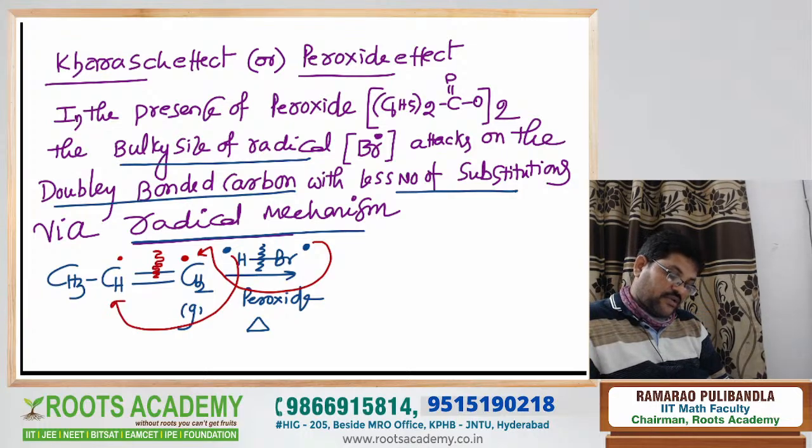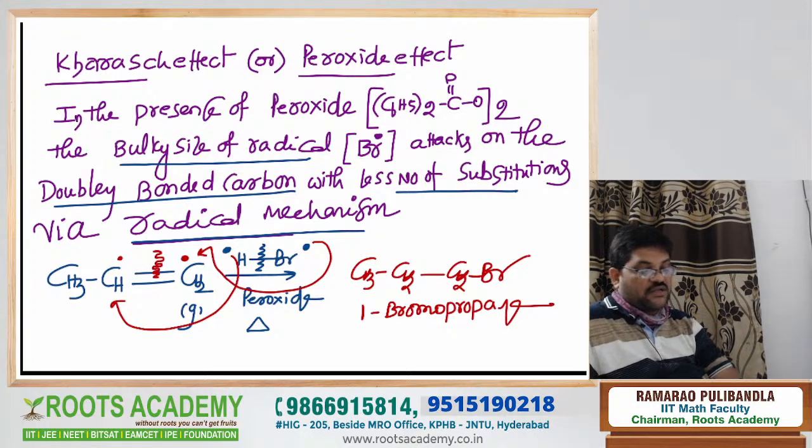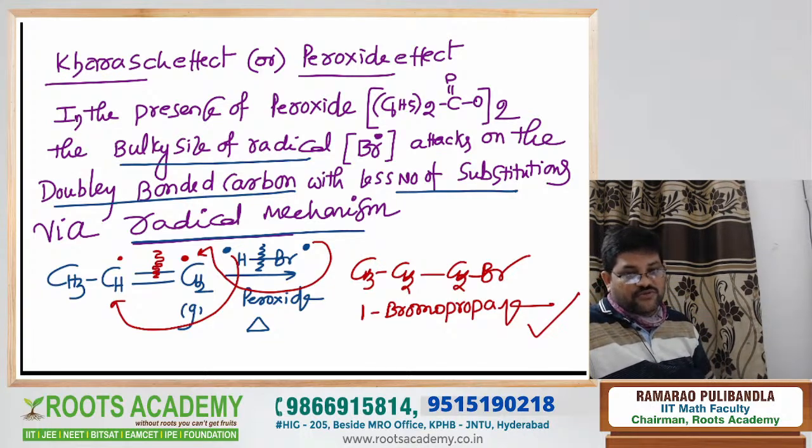Now what do you get, students? You get CH3, CH2, CH2, Br. That is called 1-bromopropane forming. Tell me what is forming, students? So 1-bromopropane is forming. With the simple logic, that is called the Kharasch effect. Simple explanation, no confusion, and you get 1-bromopropane. Understood what I am saying?